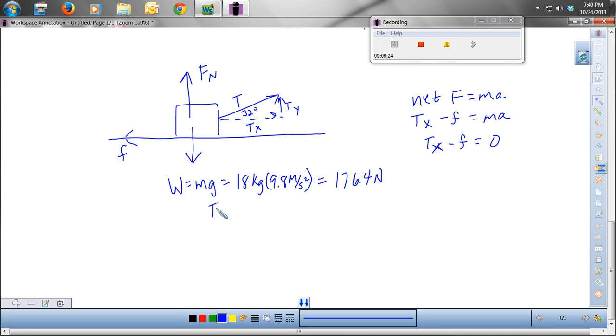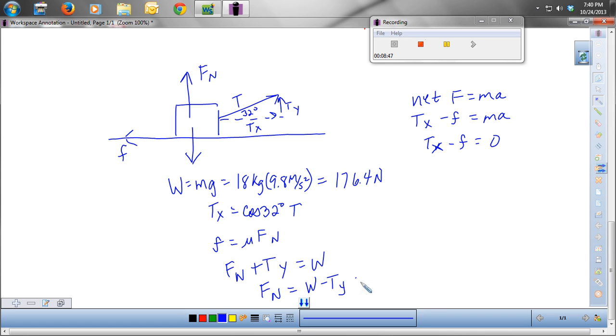Well, I know that Tx is the cosine of 32 degrees times T. And I know that the friction is mu times the force normal. Be careful with this force normal. The force normal plus Ty have to add up to W. So the force normal is the weight minus Ty. The weight is 176.4 newtons. Ty is going to be the sine of 32 degrees times T.